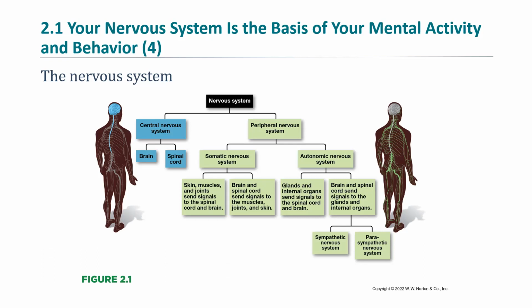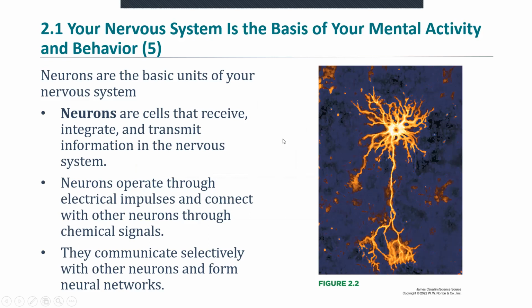Before I get into the specific parts of the brain and what the spinal cord does, we're going to go down to the building blocks. And these, of course, some of you may know at least, are called neurons. Neurons are the building blocks of your nervous system, the basic units. Just to read what they have here, they receive, integrate, transmit information in the nervous system. They operate through electrical impulses and connect with other neurons through chemical signals.